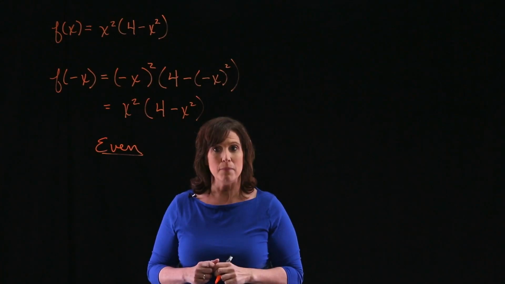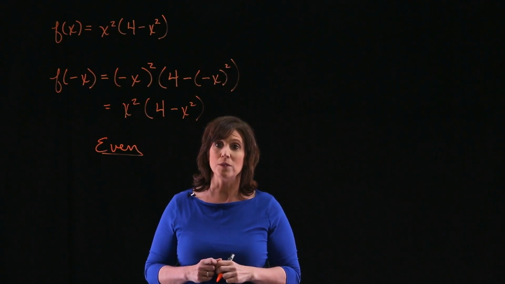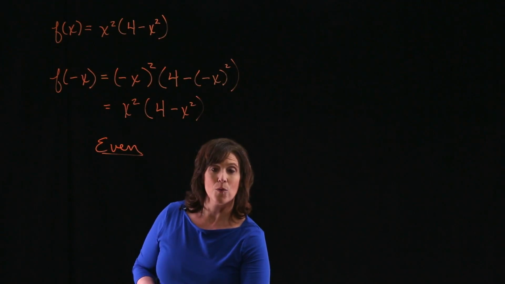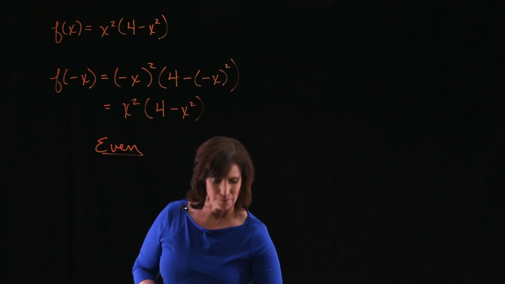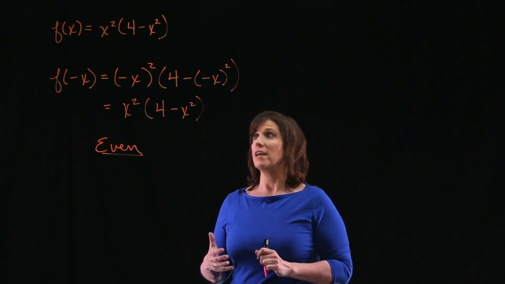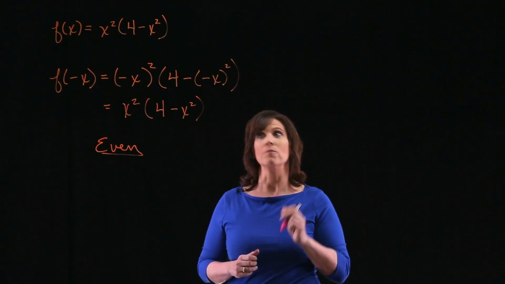Now remember what even means. Even means symmetric with respect to the y-axis. Okay, now we're going to look for the zeros of a function. Well, what are the zeros of a function? The zeros are the location where f of x equals 0.